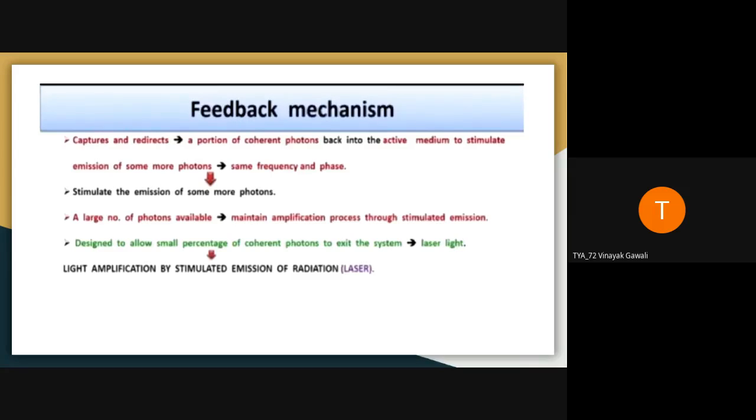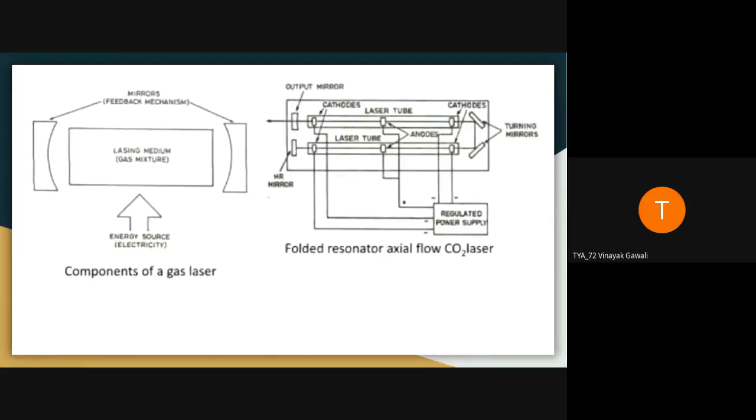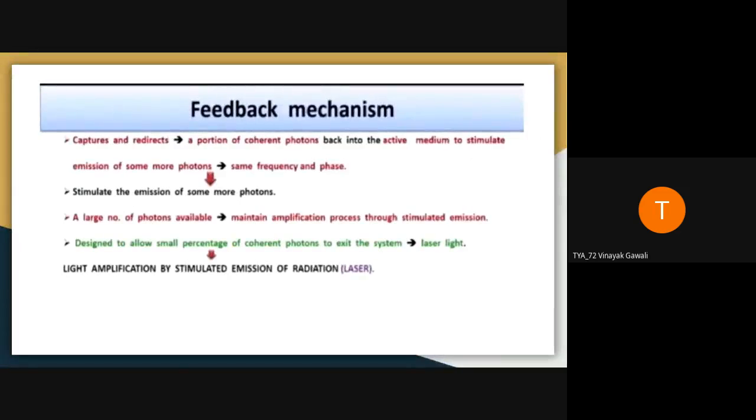So to generate more photons, we require that feedback mechanism. Now come to the feedback. You can see this is the feedback mechanism, as I have shown in this diagram also. This feedback mechanism captures and redirects a portion of the coherent photons back into the active lasing medium, to stimulate the emission of more photons so that photons of the same frequency and phase can be generated.